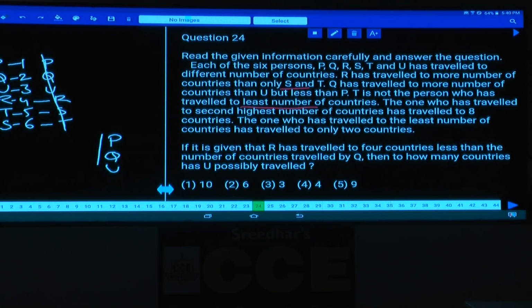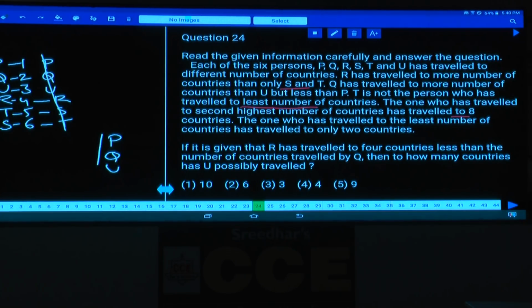The one who has travelled to second highest number of countries has travelled to 8 countries. Second highest, that is Q, traveled to 8 countries. And the one who has traveled to the least number of countries has traveled to only 2 countries. Least, that is S, traveled to only 2 countries.